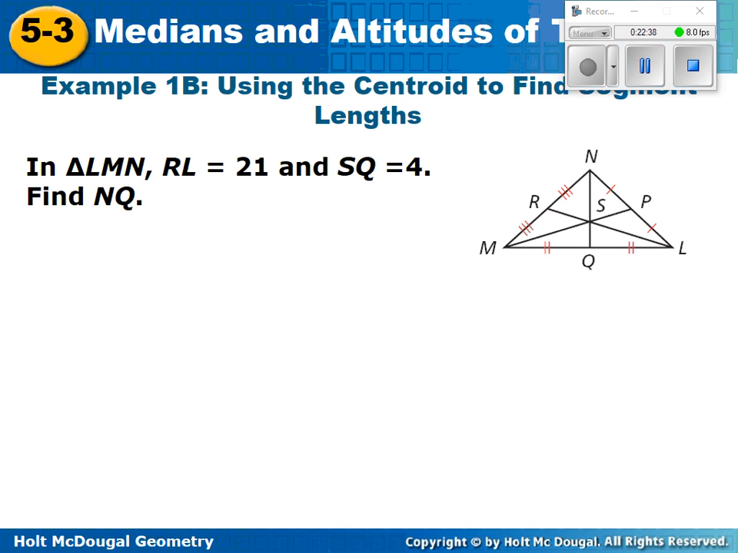So now they ask you to find NQ. Is NQ the 1/3, the 2/3, or the whole? The whole. They give you SQ, which is 4. Is SQ 1/3, 2/3, or the whole? The 1/3. The 1/3 is the part from the centroid to the side. So if one of the thirds is 4, then how are we going to find the whole? Times it by 3 to get a whole. So what is 4 times 3? 12.